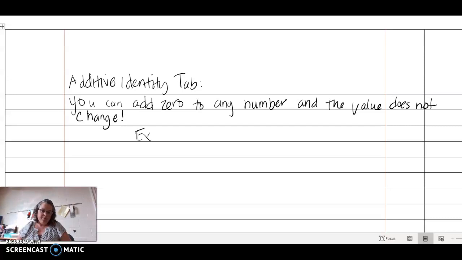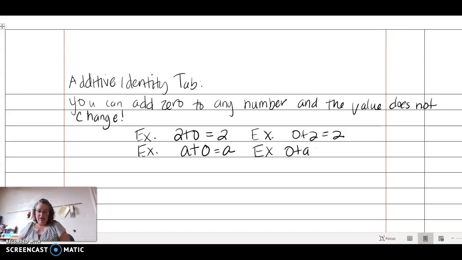For example, 2 plus 0 is 2, or 0 plus 2 is 2. We've added 0 to the 2 and it doesn't change. I can do this with variables as well. If I take some number a plus 0, I will get a. Adding 0 changes nothing. 0 plus a is a. This is your additive identity. All right, so we're going to flip to the next one.